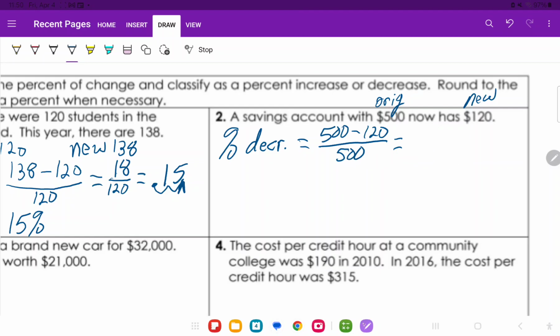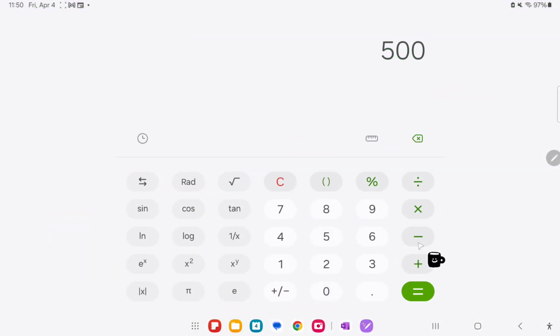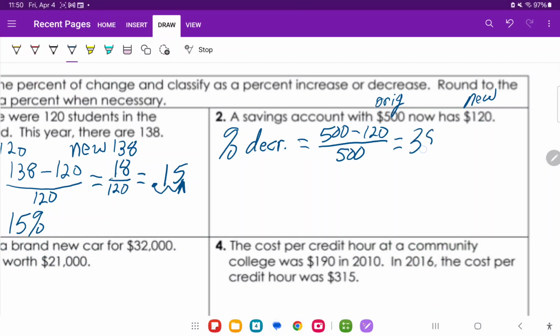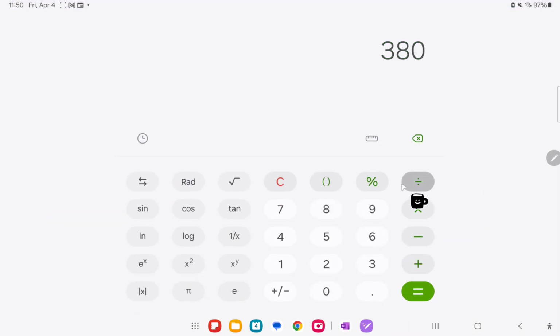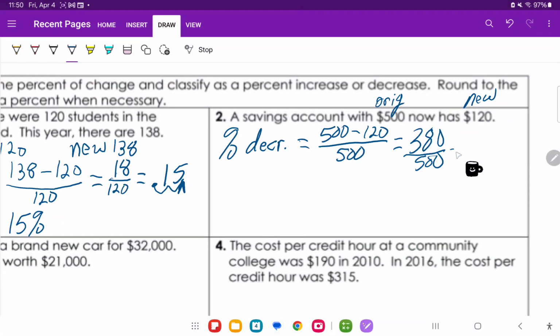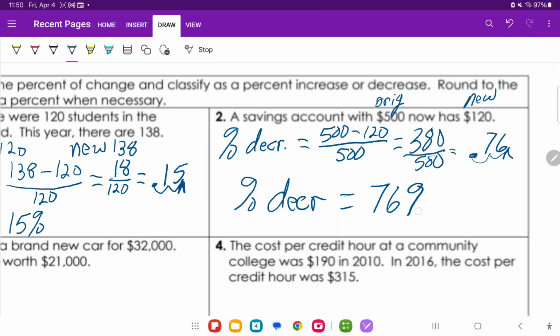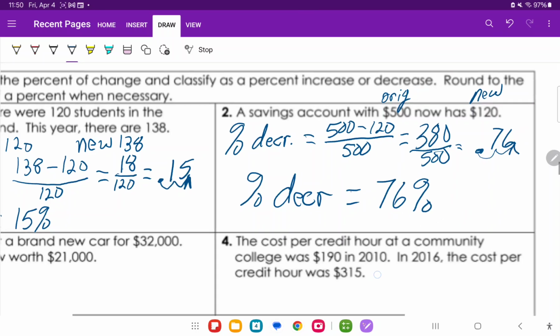So 500 minus 120, that is 380. So we go 380 over the 500, over the original. So now I'm going to go 380 divided by 500. So that gives us 0.76. So I want to move the decimal, 1, 2, right to that spot. So my percent of decrease is equal to 76%, because we moved the decimal right over there.